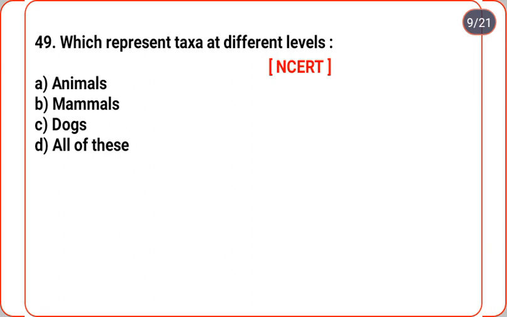Yes, obviously our correct answer is D. So here animals, mammals and dogs represent taxa at different levels. Quite easy and exactly from the NCERT. So our correct option is D.